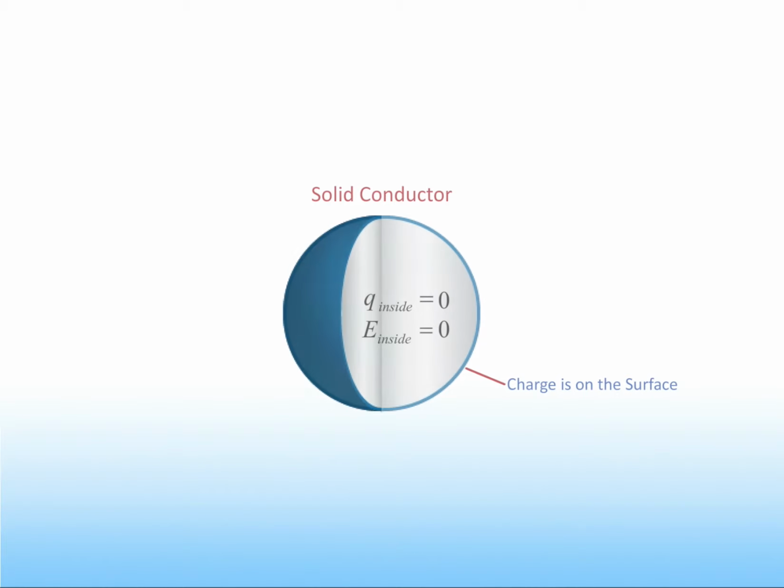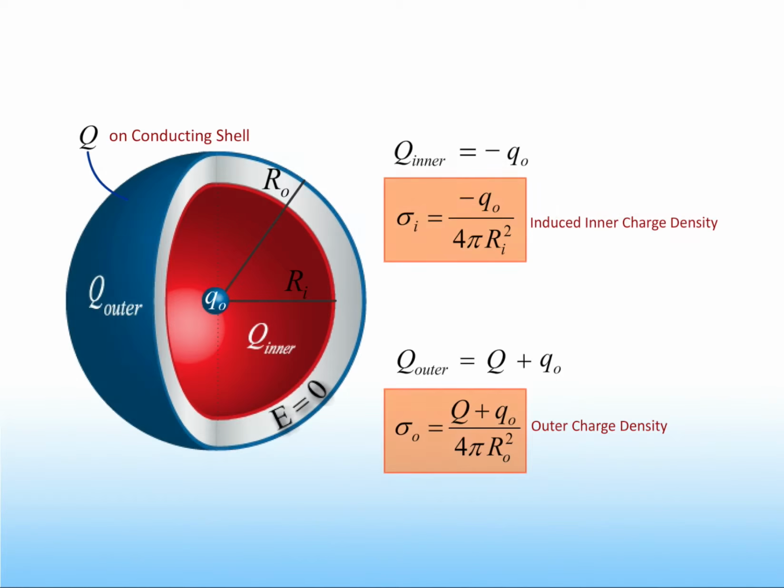Second, we used Gauss's law to demonstrate that any excess charge on a conductor must reside on its surface. We applied the same ideas to determine that a point charge placed at the center of a spherical shell conductor induces a charge on both the inner and outer surfaces in order to produce a zero electric field in the shell.